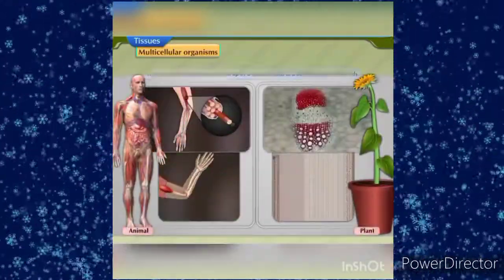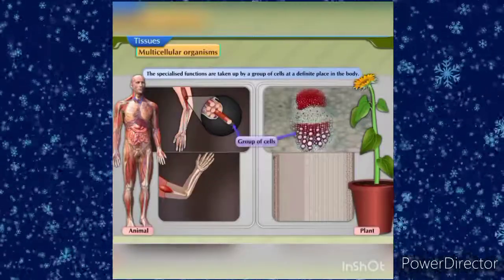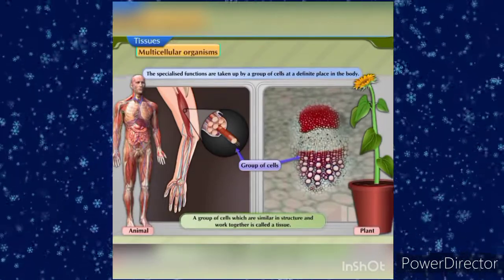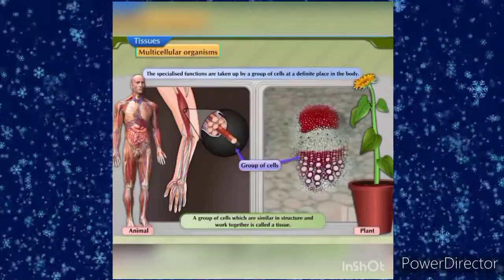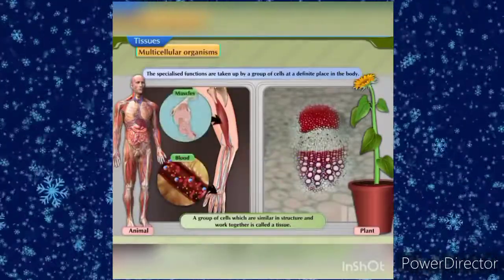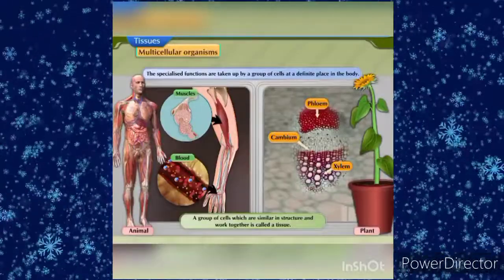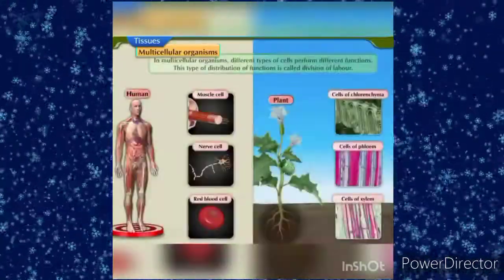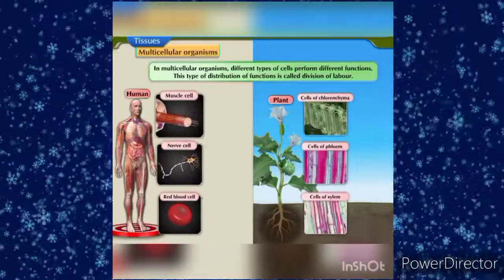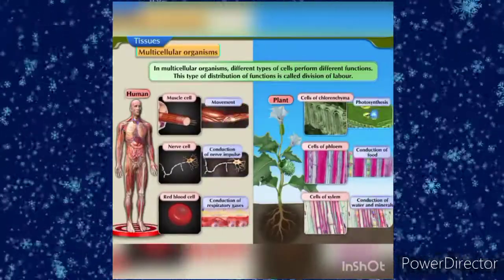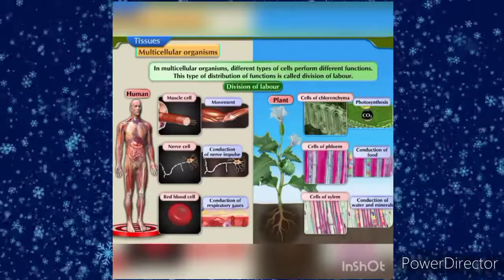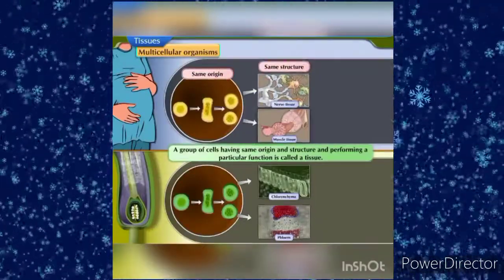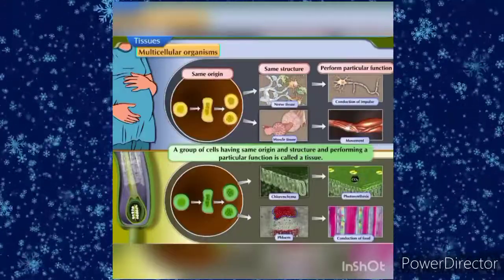In living organisms, each specialized function is taken up by a group of cells at a definite place in the body. Such a group of cells, which is similar in structure and work together, is called a tissue. Example, blood, muscles, xylem, phloem, and cambium are different kinds of tissues. In multicellular organisms, different types of cells perform different functions. This type of distribution of functions is called division of labor. Thus, a group of cells having same origin and structure and performing a particular function is called a tissue.